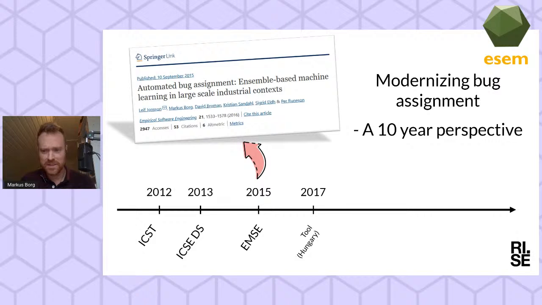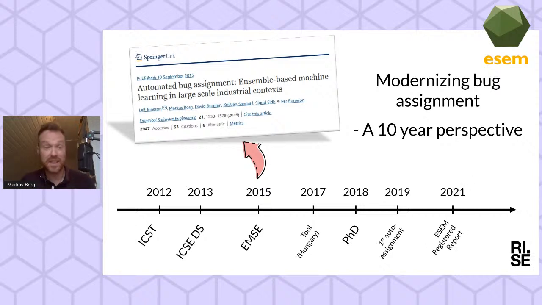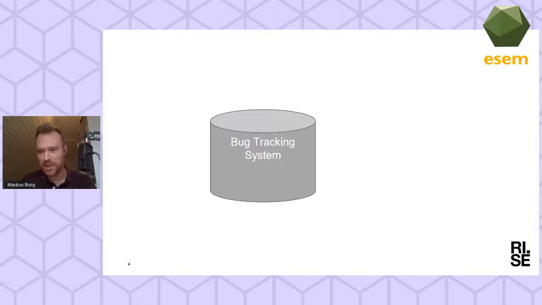Then in 2017, the concept was turned into an internal Ericsson tool. The year after, Leif got his PhD. And in 2019, the tool did its very first assignment of a bug without any human intervention whatsoever. So this was an important milestone. Now it's been in operation for 2.5 years, and we are about to evaluate it. This is what this registered report is about.